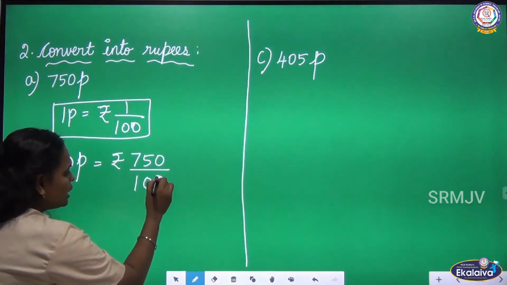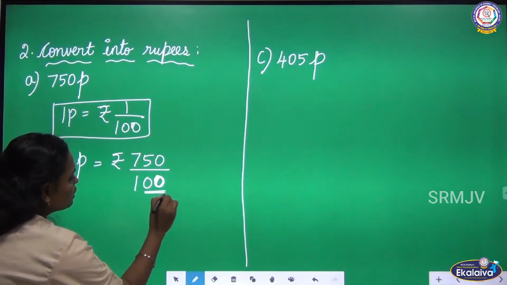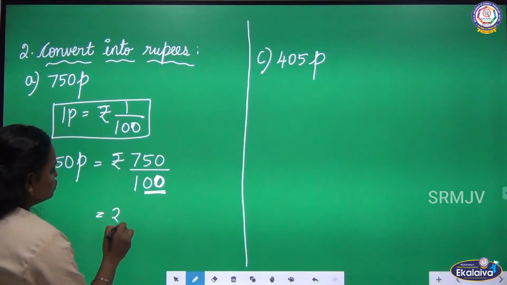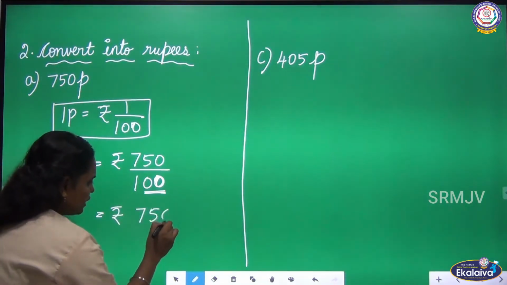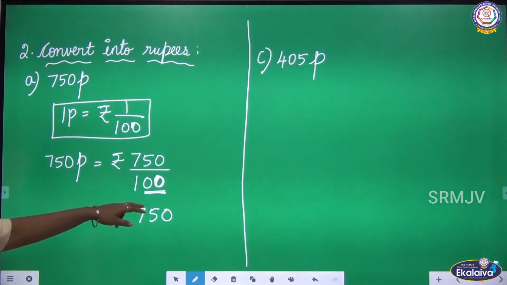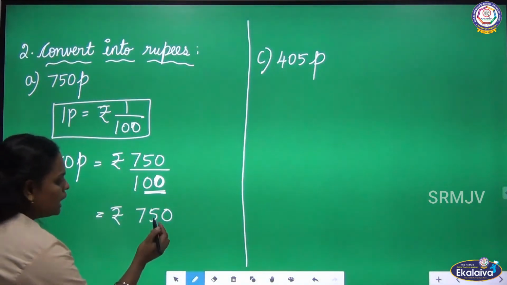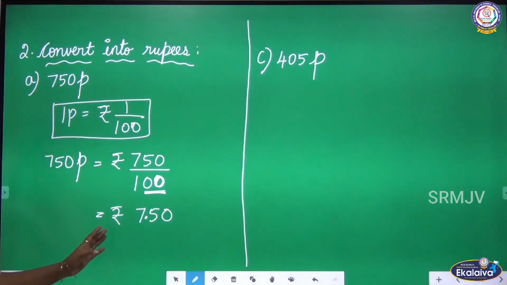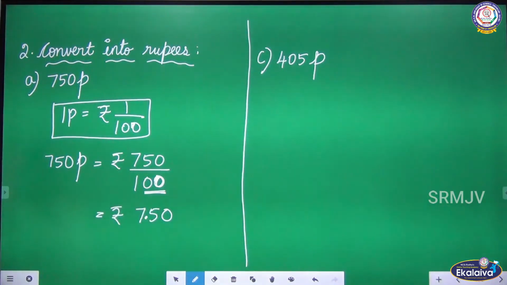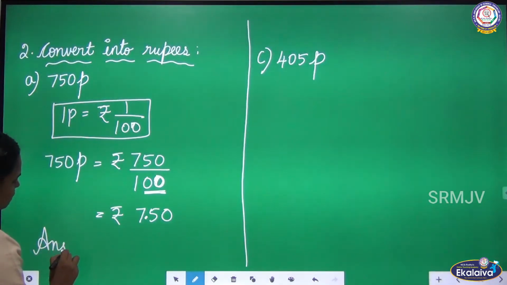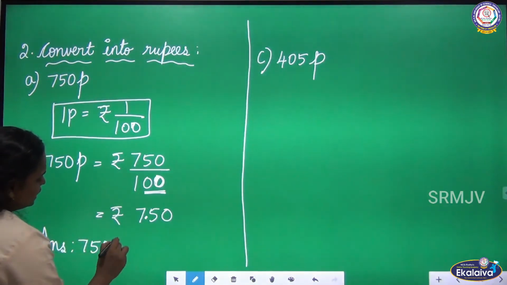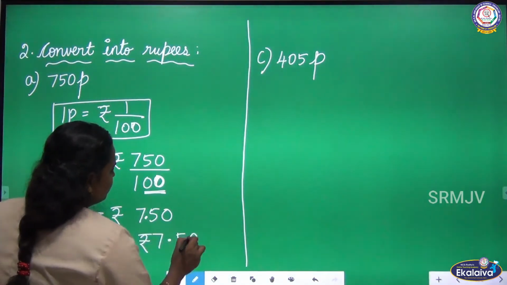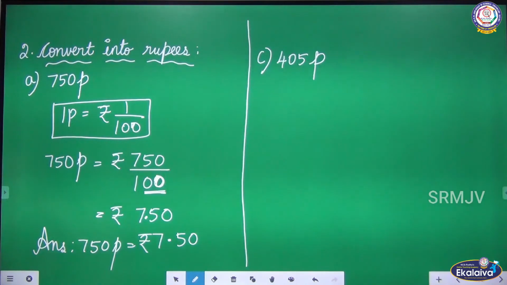See, you look at the denominator, children. How many zeros in the denominator? Only 2 zeros. So what you should do now? So you write the numerator. Then if in the denominator only 2 zeros, from the back you leave 2 digits, 1, 2, then put the dot. So this is 7 rupees 50 paise. So you can write the answer. 750 paise equal to 7 rupees then 50 paise. 7 rupees and 50 paise.